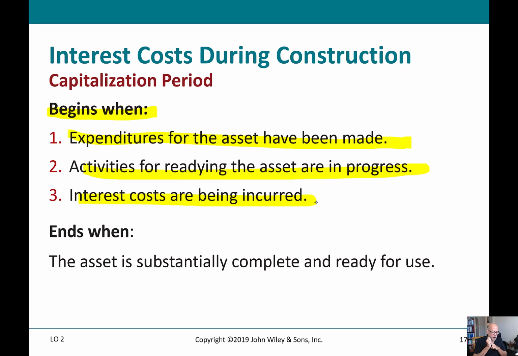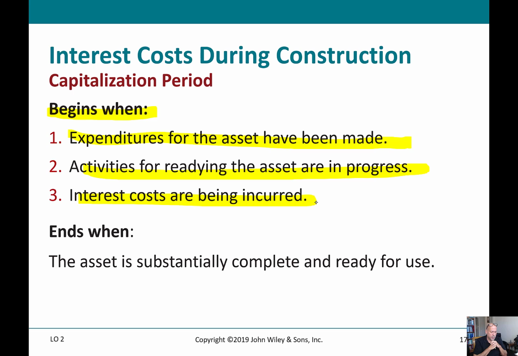Activities readying the asset are in progress. So it doesn't mean that you have to actually be hammering nails or digging things. It means that you are doing things like getting permits to allow you to build on that land, going through inspections that allow you to build on that land, making the blueprints, etc. And then, of course, as you start to actually build that asset, then you are incurring the cost to build that asset, to construct that asset, okay?